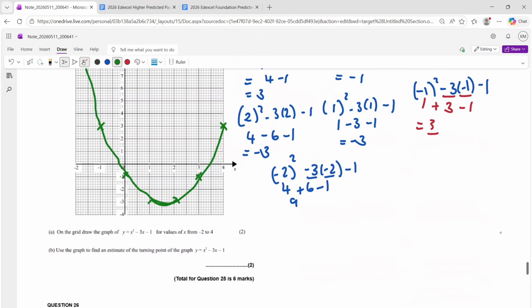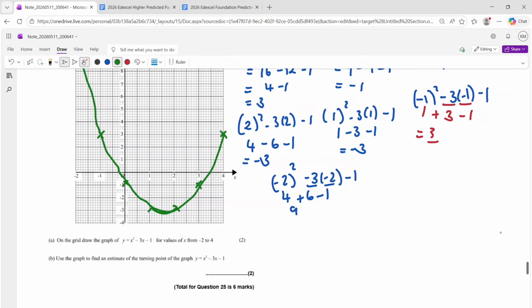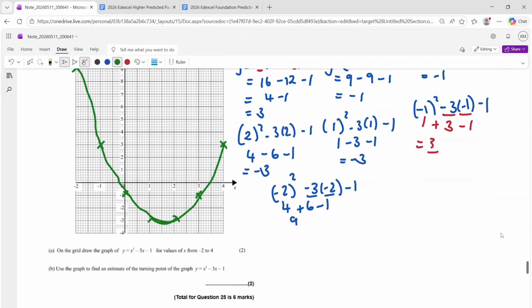So I've drawn the graph, I've done part A here, and it says use the graph to estimate the turning point of the graph. So the turning point is this point here at the bottom. Now I've not drawn mine very well, so let's go back a bit. The turning point is this point here. If I'd drawn mine properly, mine would have probably been more like this. So the turning point is going to be around here somewhere. So I'm going to say there.